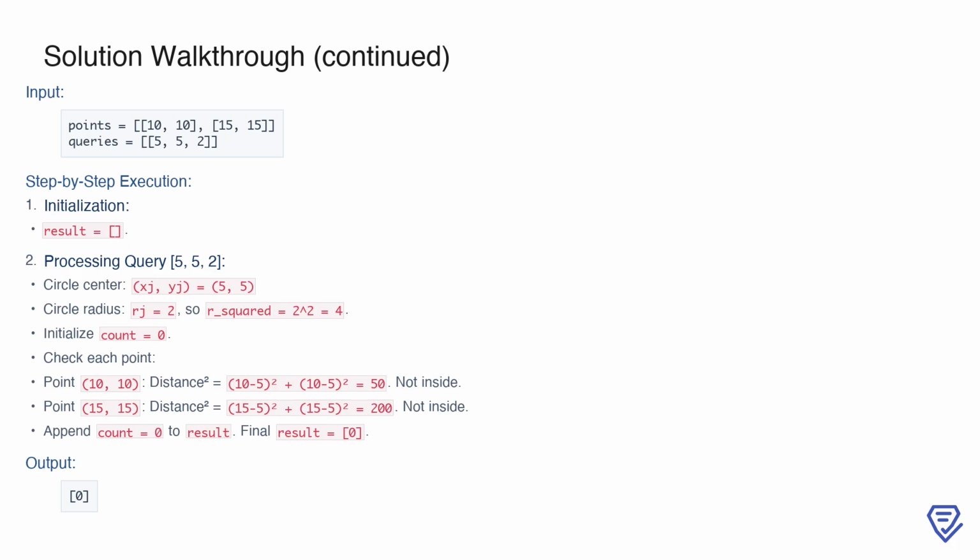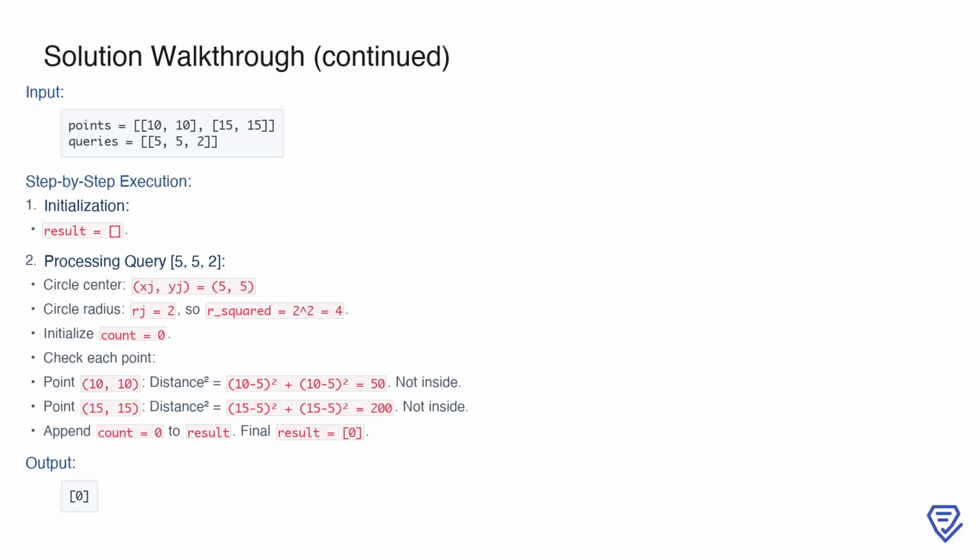In this edge case, no points fall inside the circle. Here, we have 2 points in one query. We begin by initializing the result list. For the query, the circle is centered at (5, 5) with a radius of 2, so the squared radius is 4. We set the initial count to 0 and calculate the squared distance for each point.